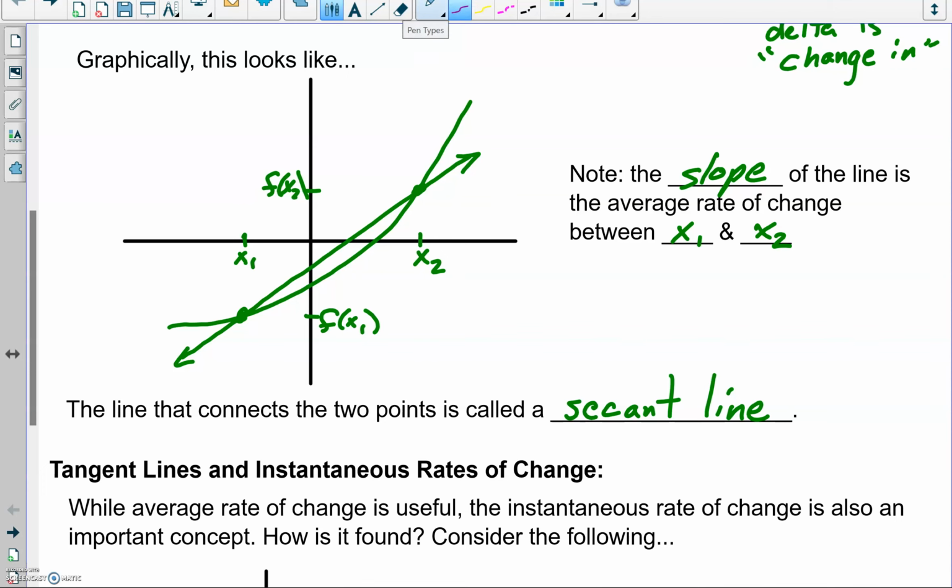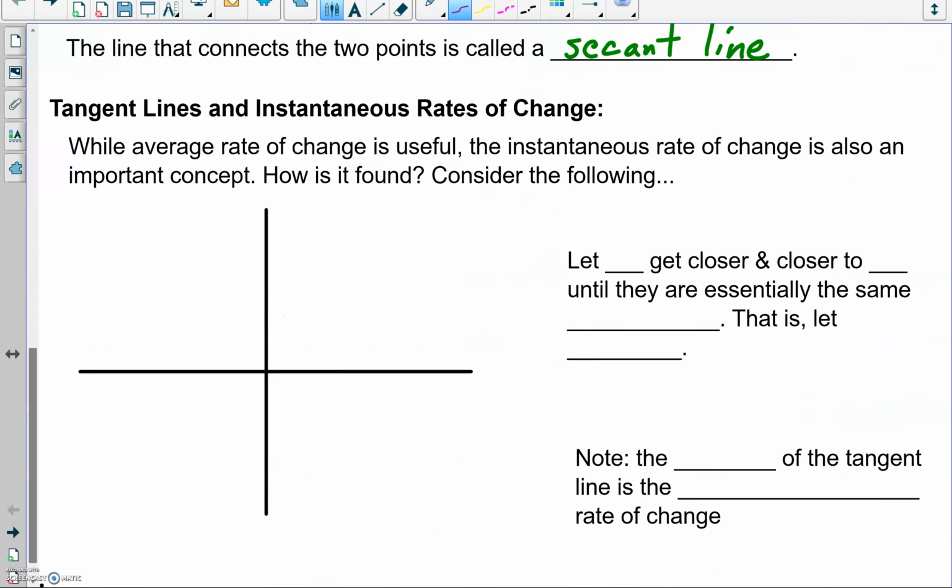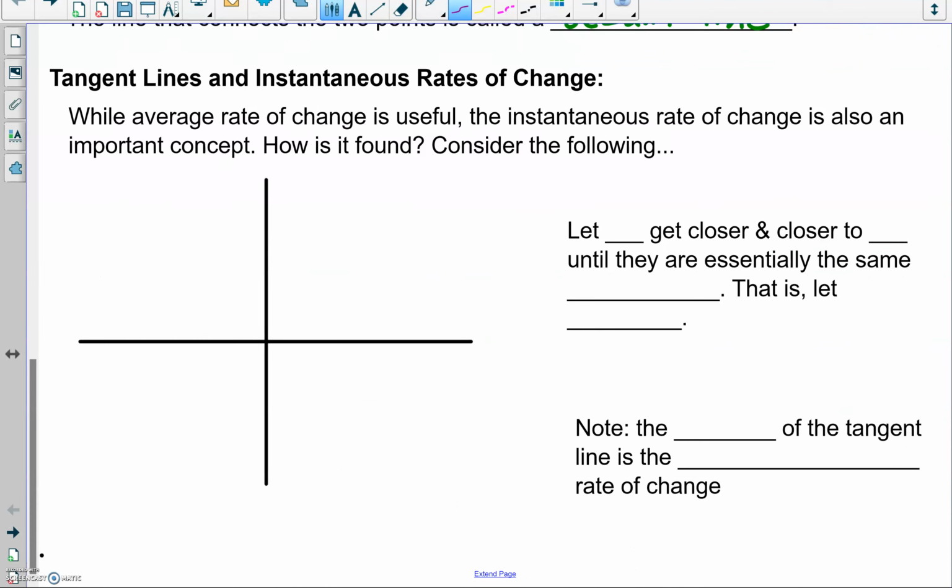So we started out with the slope, looking at that secant line, which gave us the average rate of change. Well, let's move into tangent lines now and look at the instantaneous rates of change. While the average rate of change is useful, the instantaneous rate of change is also an important concept. Probably more important as you move forward in higher level math, physics, engineering. That's really what you're going to be focusing on. So how is it found? Well, let's consider the following here.